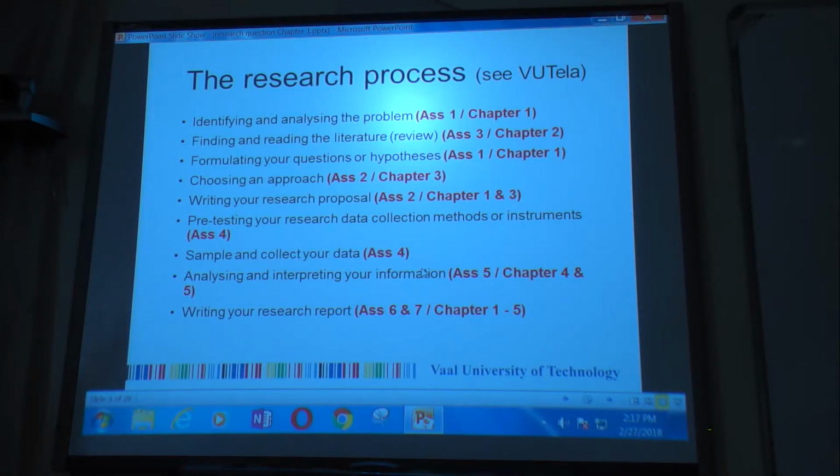So you will see in this process, each assignment that you are going to do throughout this year is linked to an assignment or to a step in the process. Okay, so I've indicated in red there what it's linked to. Assignment 1 is the problem statement.